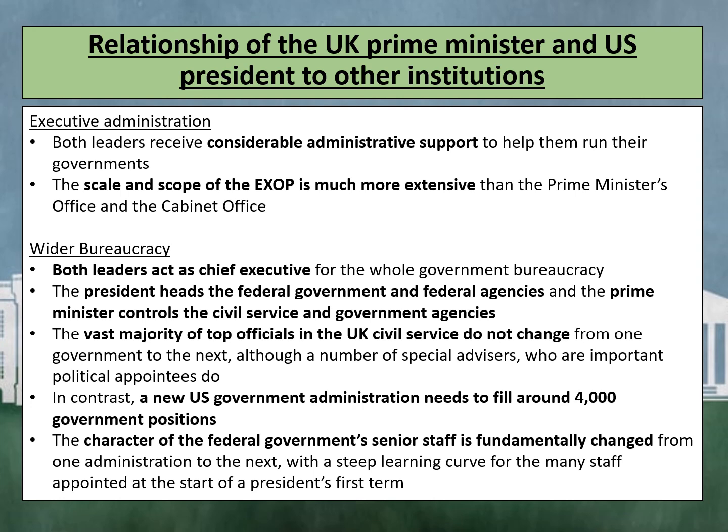The vast majority of top officials in the UK civil service do not change from one government to the next, although a number of special advisors who are important political appointees do. In contrast, a new US government administration needs to fill around 4,000 government positions. The character of the federal government's senior staff is fundamentally changed from one administration to the next, with a steep learning curve for many staff appointed at the start of the President's first term.